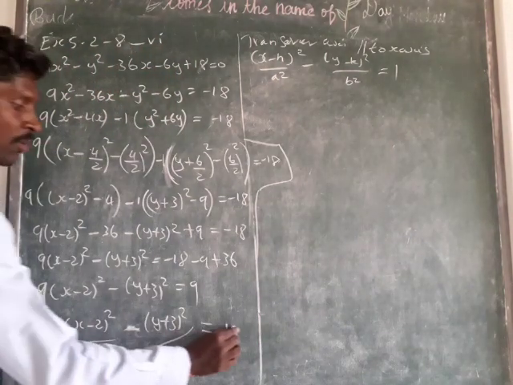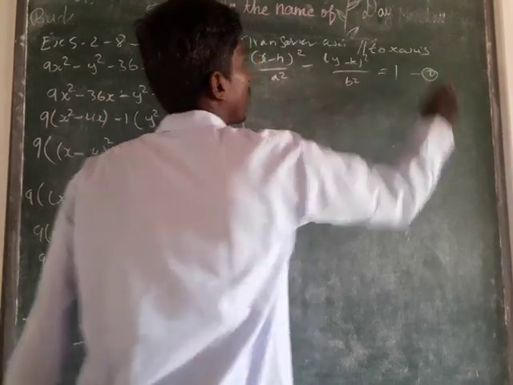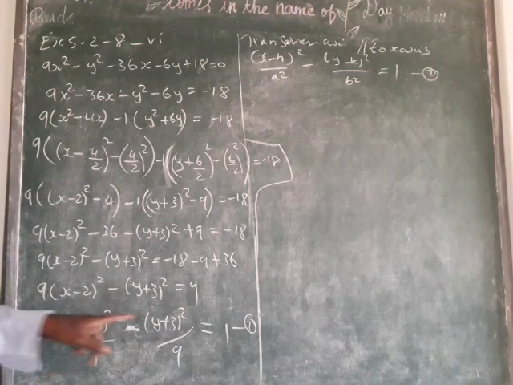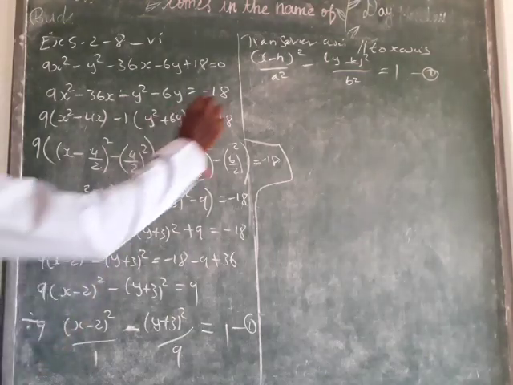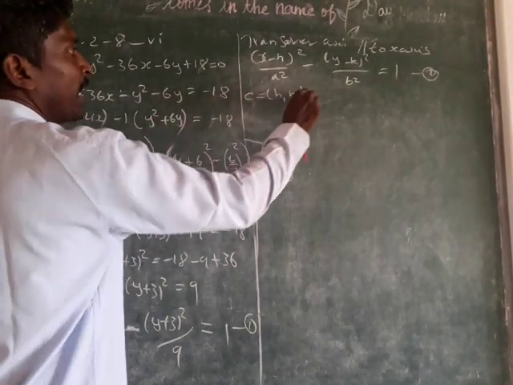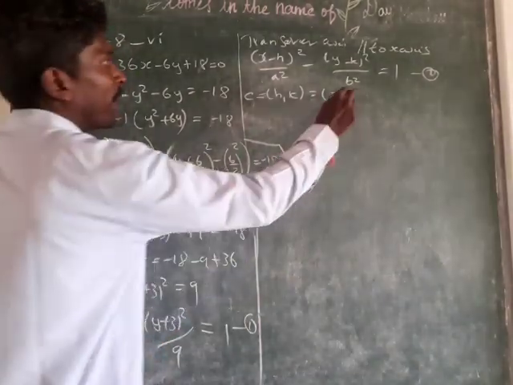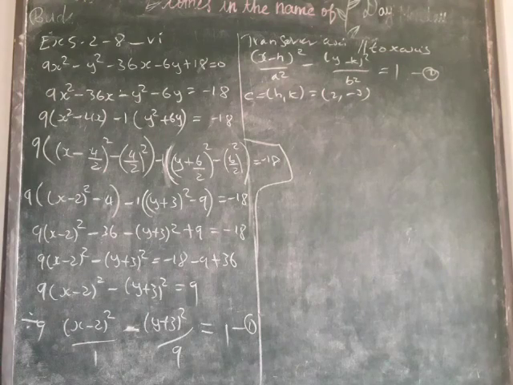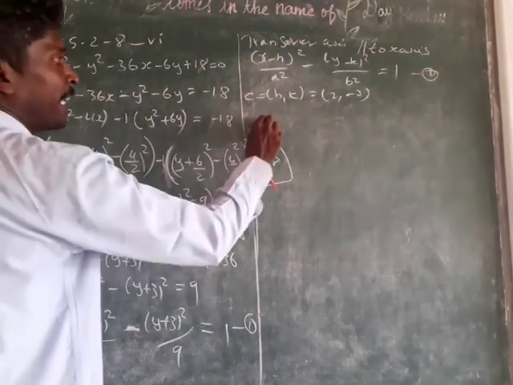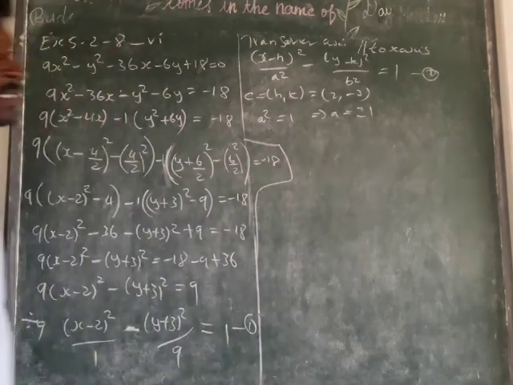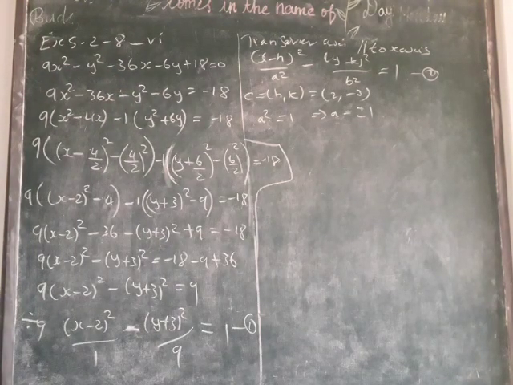Now we take this as equation 1 and that as equation 2. Compare and write the values. Comparing both, we get the center: minus 2, 3 is there, and the center is h comma k. Just change the symbol: minus 2 is taken as plus 2, and plus 3 is taken as minus 3. So the h value is 2 and the k value is minus 3. Then compare the denominators, which will also give a squared. So a squared equals 1, then a equals plus or minus 1. We take a equal to 1.